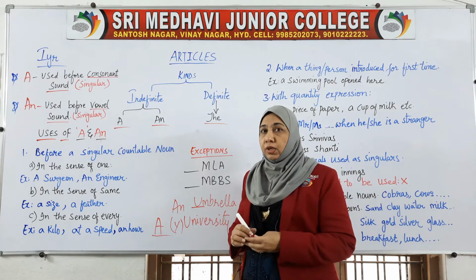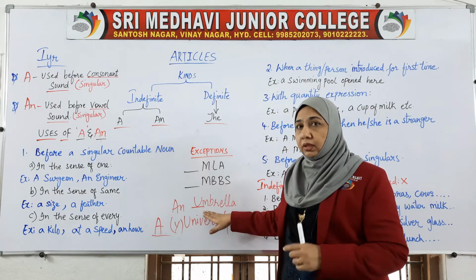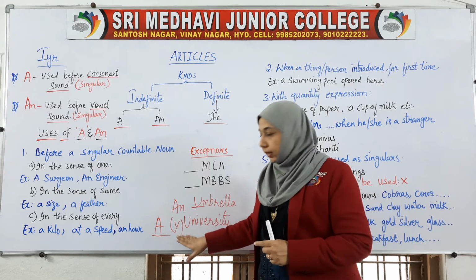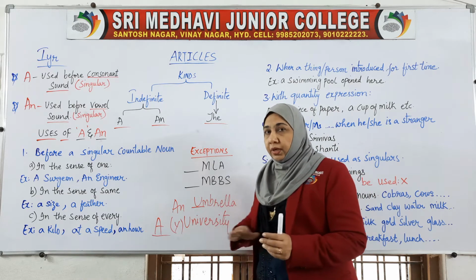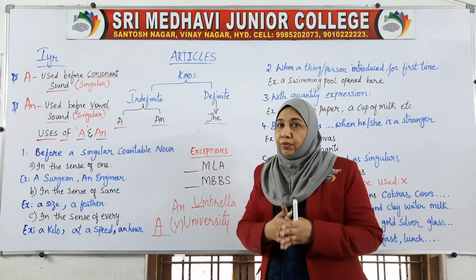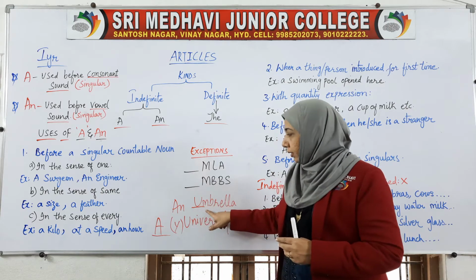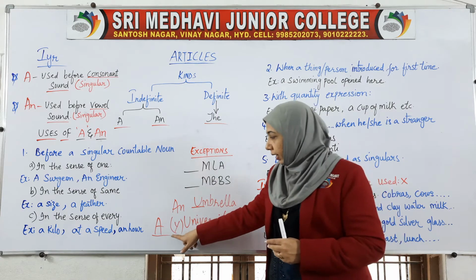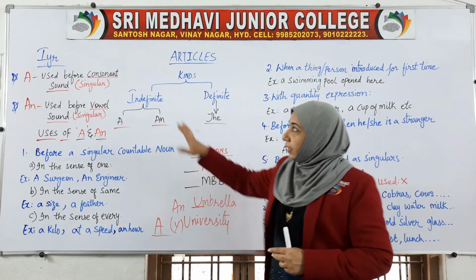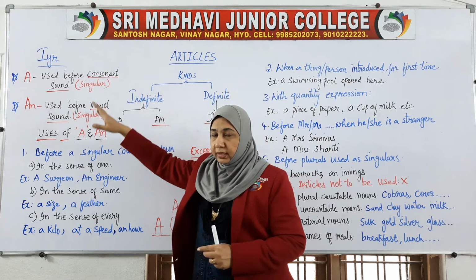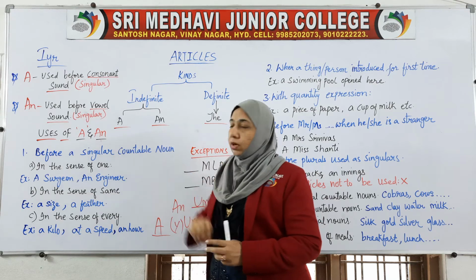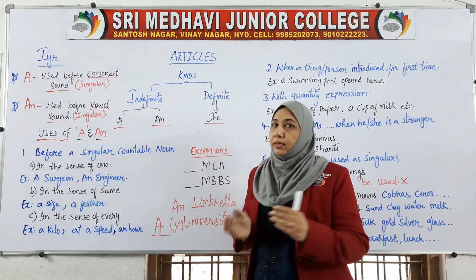Even though both words start with the same letter, U here as well as U here, the pronunciation is totally different. And what sound are we getting? An umbrella, because of the a sound; a university, because of the ya sound. So we have to keep in mind that a is used before a consonant sound only, that too singular, whereas an is used before a vowel sound, again singular.